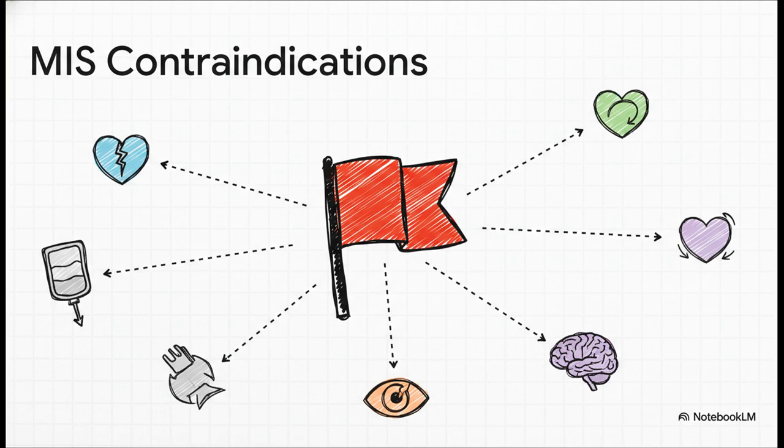A failing right ventricle can't possibly handle that massive spike in afterload. A patient in hypovolemic shock has zero preload to give. And conditions like raised ICP are absolute no-goes because both the pneumoperitoneum and the head-down position will make it so much worse. These are your absolute red flags.